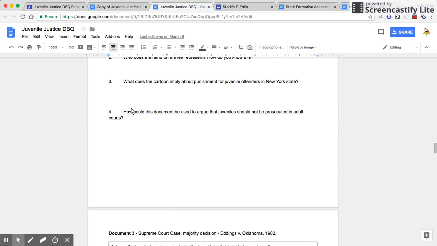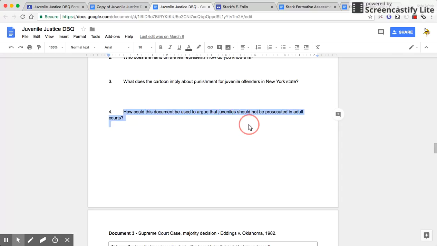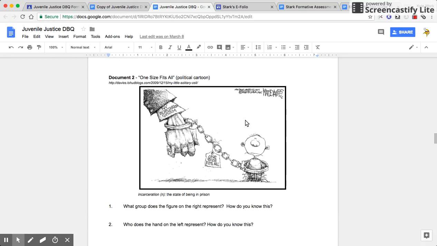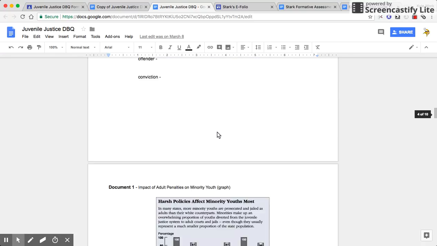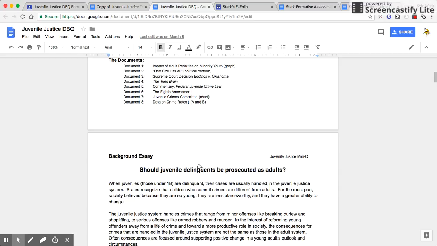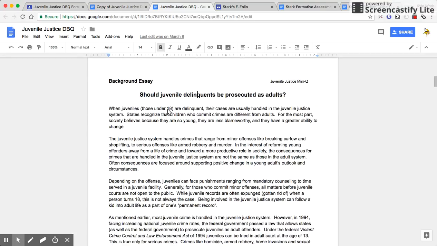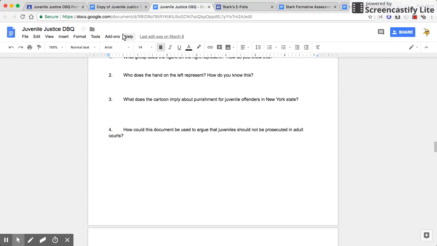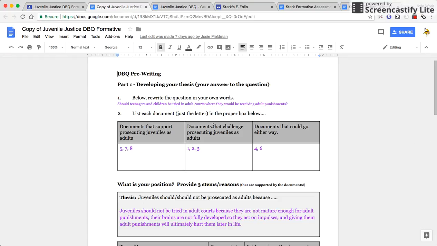And the question at the end is always, how could this document be used to argue that juveniles should not be prosecuted in adult courts? And ultimately, I want them to get to whether the document could be used for or against prosecuting juveniles as adults, which is our question. So after we went through all of the documents and analyzed them in class, I had them complete this doc.